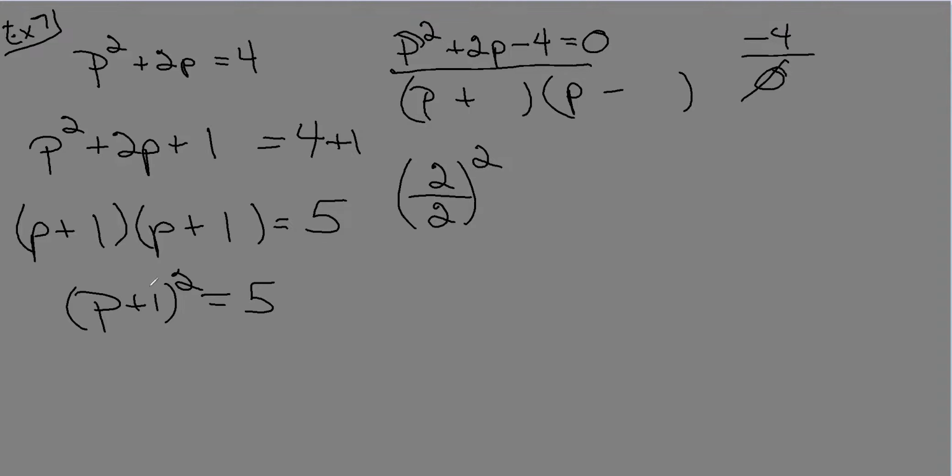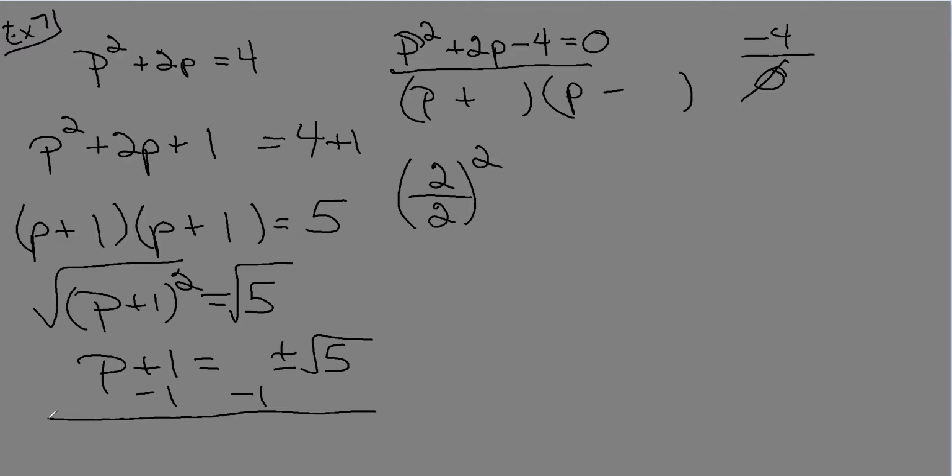Now I'll go ahead and take the square root of both sides. And now I've got p plus 1 equals plus or minus the square root of 5. And finally, get the p by itself by subtracting 1. Subtract 1. And I got a final answer of p equals negative 1 plus or minus the square root of 5. And there's our first example of completing the square.